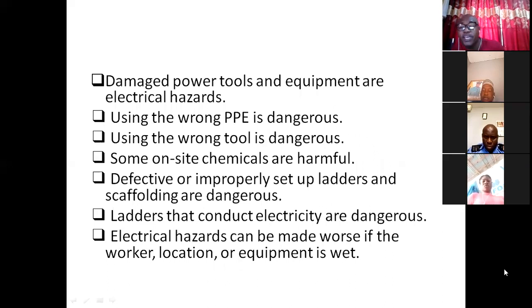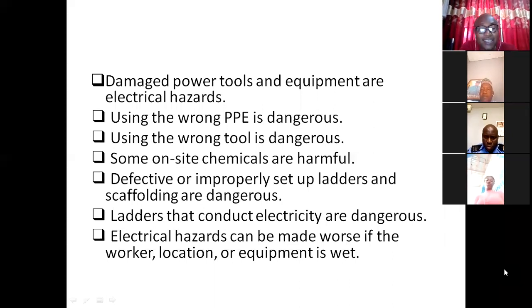Using the wrong PPE is also dangerous. If you want to use personal protective equipment, make sure that the personal protective equipment you are using is the right one. It's better not to carry out the job than to use the wrong PPE or a PPE that is very bad.